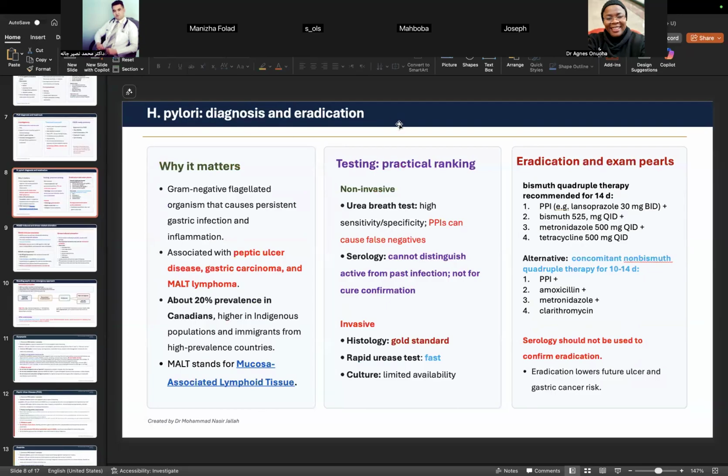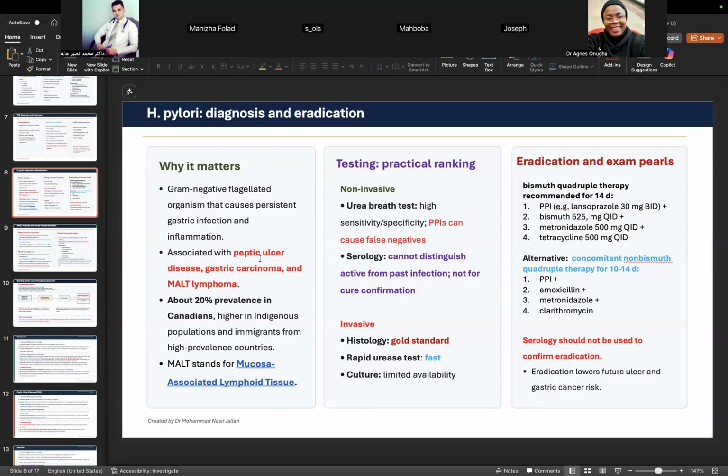H. pylori diagnosis and eradication. I think everybody knows about H. pylori. It's very common in third world countries, like my country, Afghanistan. If I was visiting 40 patients a day, 20 of them had H. pylori. But in Canada, it is 20%. So if you're visiting 100 gastroenterology patients, 20 of them will have H. pylori. But back home, it was like 50-50 or more, in some cases even more than 50.